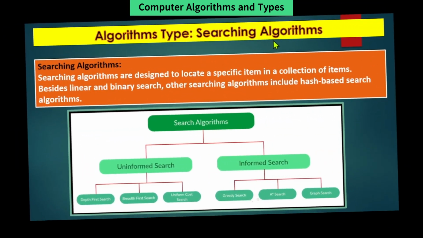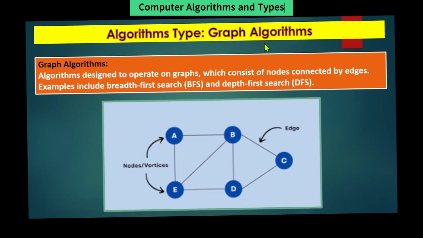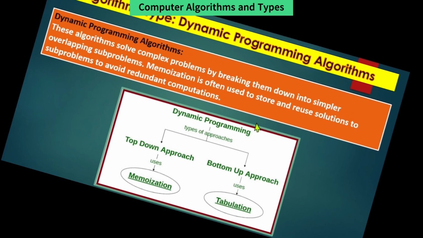Searching algorithms. Searching algorithms are designed to locate a specific item in a collection of items. Besides linear and binary search, other searching algorithms include hash-based search algorithms. Graph algorithms. Algorithms designed to operate on graphs, which consist of nodes connected by edges. Examples include breadth-first search, BFS, and depth-first search, DFS.